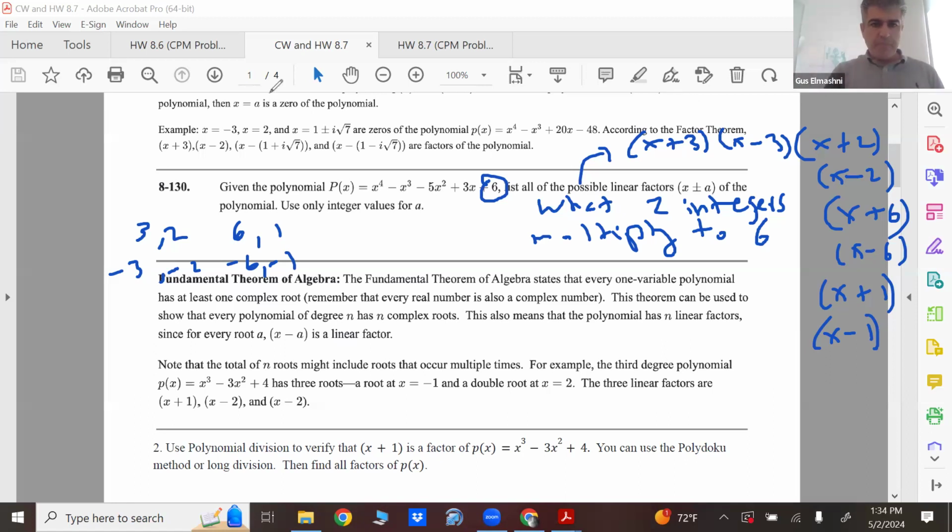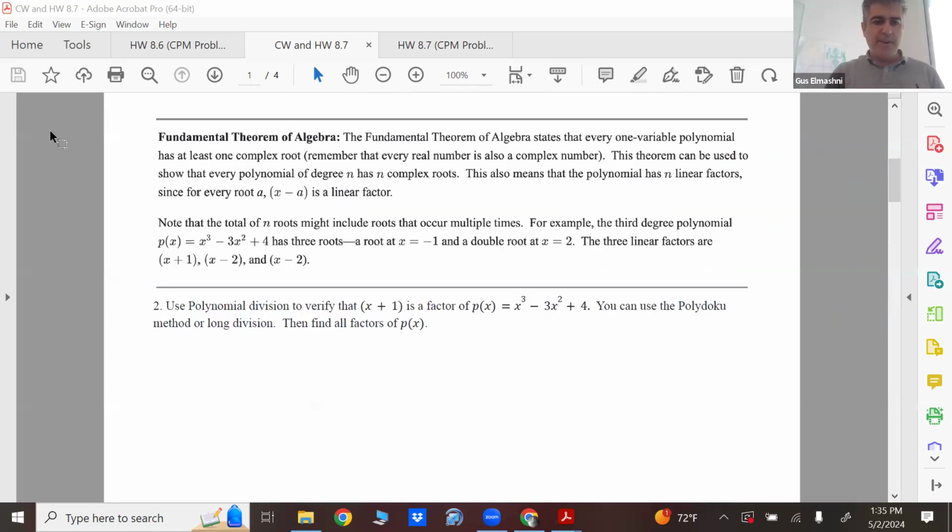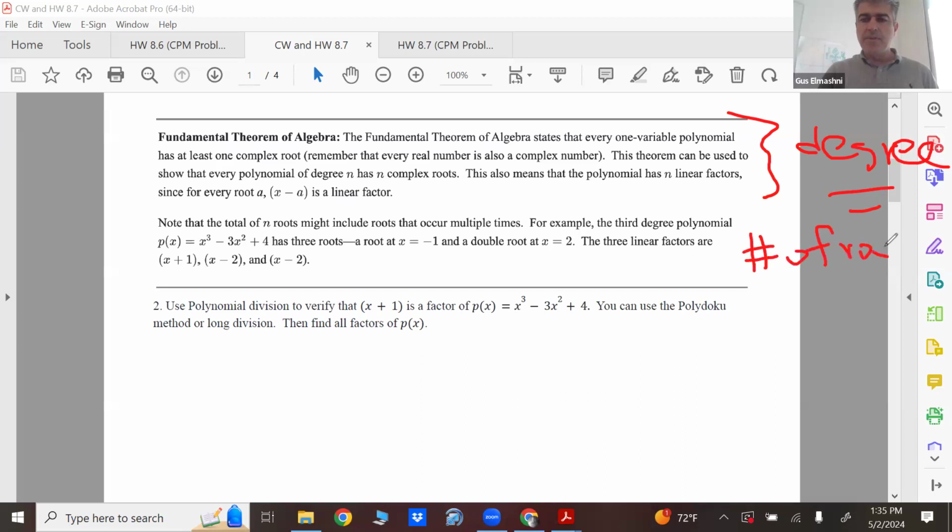Okay. So let's keep on moving. The fundamental theorem of algebra. I feel like this should have been taught to you from the day you started learning algebra. But anyway, the fundamental theorem of algebra is basically saying that, this is a lot of mumbo jumbo, I'm just going to say this: the degree equals the number of roots, complex or real, or let me say imaginary or real, because complex is everything.